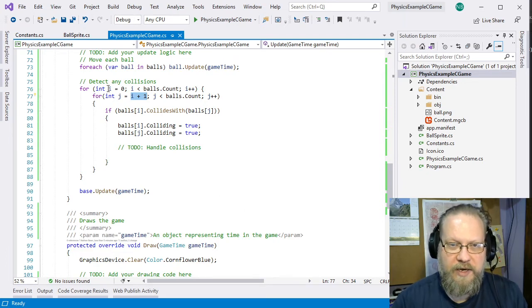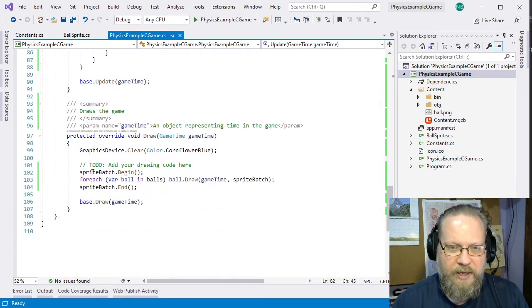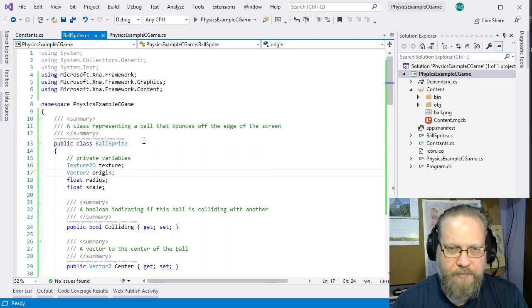Whereas if we said I from 0 to balls.count and J from 0 to balls.count, we'd actually check twice. We'd check ball 0 against the last ball, and when we got to the last ball we'd check it against ball 0, so you would do quite a bit more work. This saves us some work there. And if the balls are colliding, we set this colliding property on the ball to true, just so we can have a visual indicator, which we'll see here in a moment. And then we have our sprite batch begin and end with the draw calls in between.